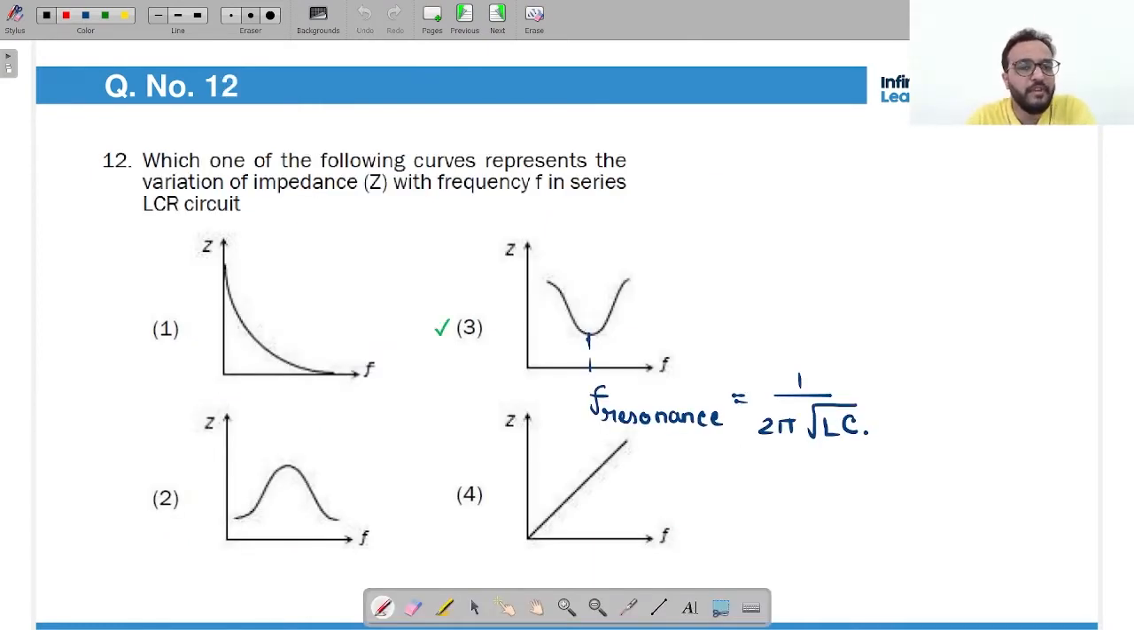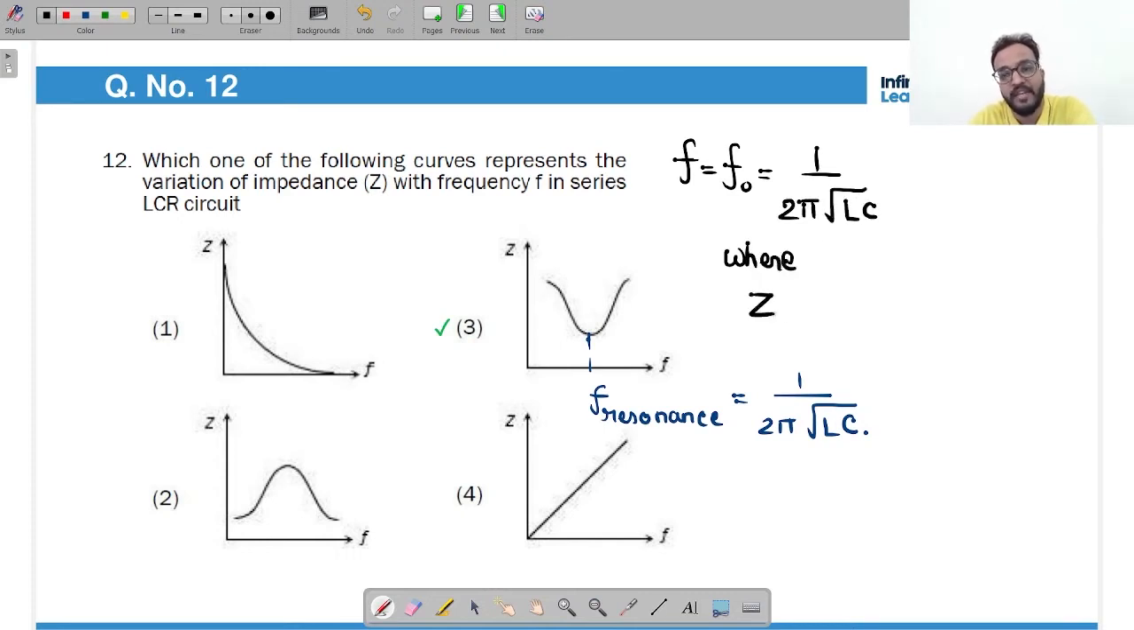Clear? Which one of the following curves represents the variation of impedance with frequency? See, we know that at a particular frequency f equals f naught, which equals 1 by 2 pi root over LC, Z is minimum. If Z is minimum here, that means before this Z must have been greater, and after this also Z must have been greater. So only option number 3 shows that kind of behavior, where Z achieves a minimum at the particular point f equals f naught, right? At other points it is greater than the value it achieves at the resonance frequency, right?